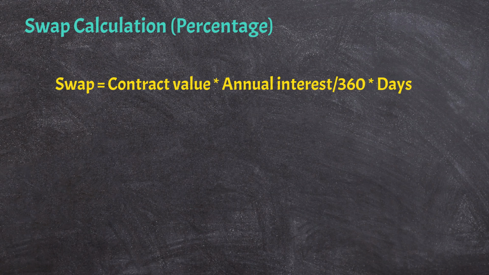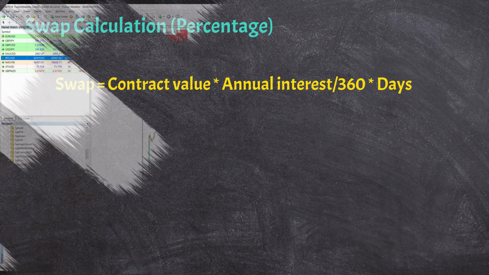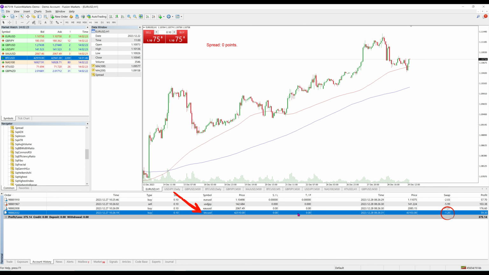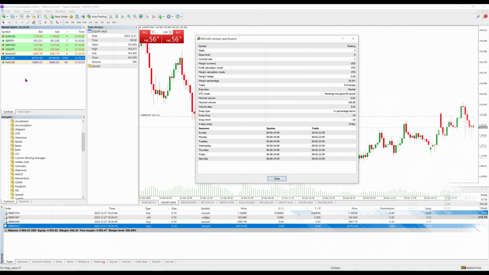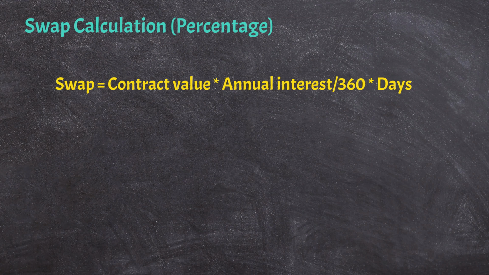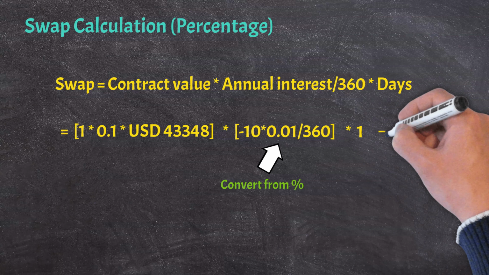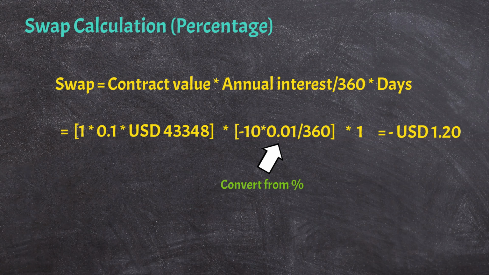The idea is to take your contract value and multiply it by the annual interest rate divided by 360. Most brokers use 360 instead of 365, though the difference is minor. Let's try this with Bitcoin, where longs have a swap of minus 10% annually with a triple swap on Friday. The contract size is 1, so the contract value is simply the 0.1 lots multiplied by the end-of-day Bitcoin price of 43,348. Plugging in the 10% swap, we get a debit of 1.20. Triple swaps don't apply here since it's not a Friday.